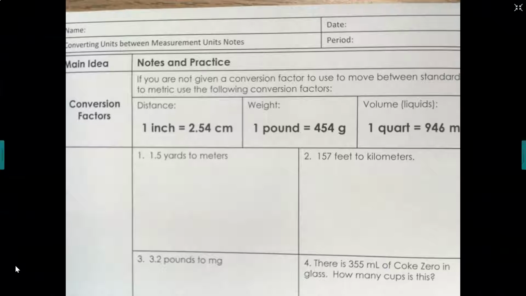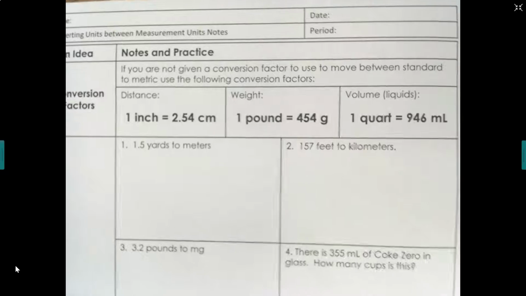This video is on converting between different measurement systems. By the end of this video, you should be able to use common conversion factors to convert standard units to metric and metric units to standard. All right, so let's take a look. We will be using a lot of the conversion factors that we've used up until now.